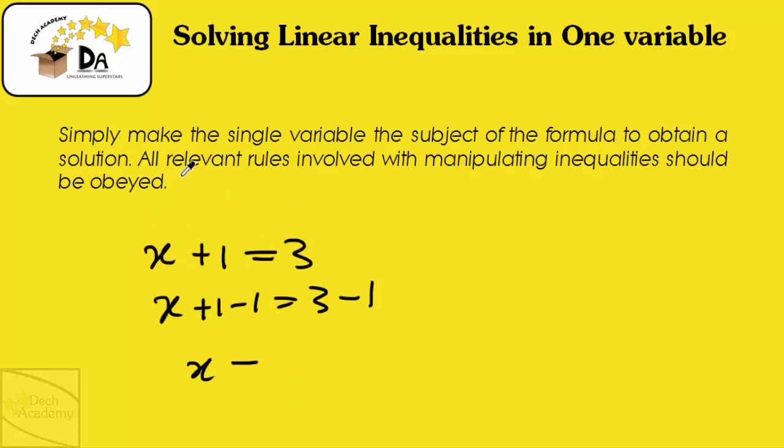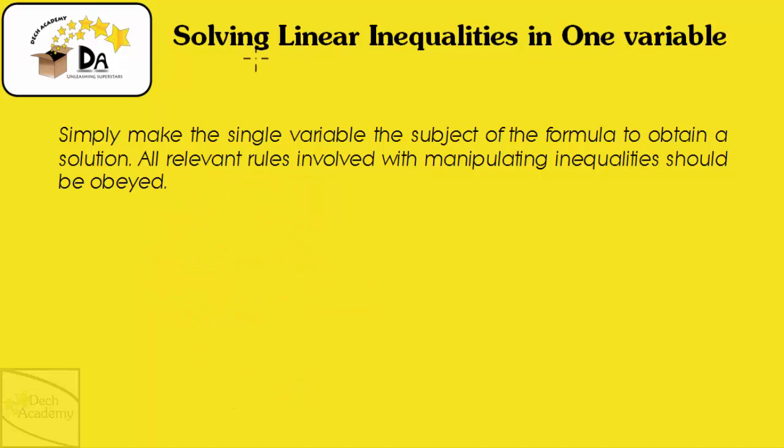But now we're looking at the solution of linear inequalities in one variable. The way to do this is to simply make the single variable the subject of the formula. Remember, we're talking about a linear inequality with just one variable. So make that variable the subject of the inequality. This way you obtain solutions to the inequality. All relevant rules involved with manipulating inequalities should be obeyed. So if you're multiplying an inequality through by a negative number, remember to reverse the symbol. If you're swapping the left hand side and right hand side terms of the inequality, remember to reverse the symbol. So we're going to delve into some examples to make sense of everything I just said.